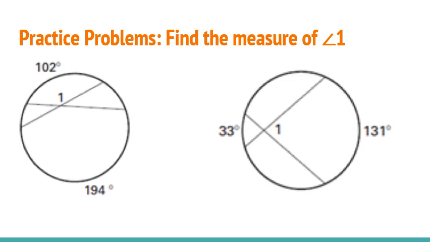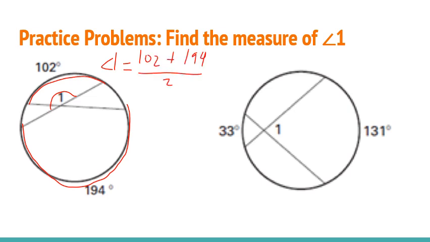All right, now that we have an idea how this works, let's try a couple out. As always, I encourage you to follow along, pause the video whenever you need to. So let's figure out angle 1 here. Angle 1 is going to be the average of these two arc measures. So angle 1 is going to equal 102 plus 194 divided by 2. So 102 plus 194, that's going to be 296. And if we cut that in half, that's going to be 148 degrees. So angle 1 in this first problem is 148 degrees.